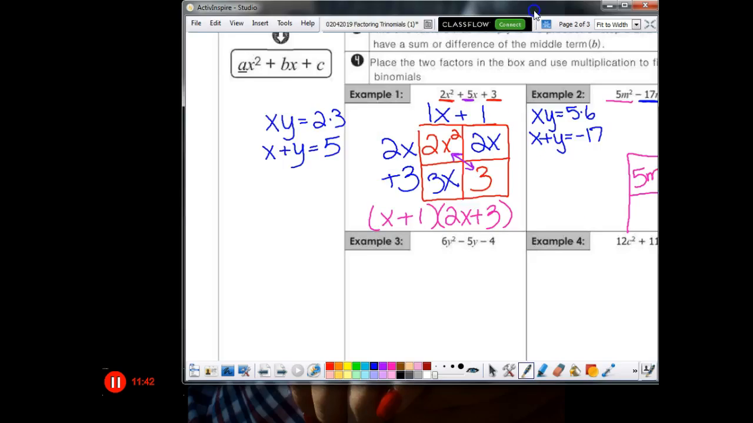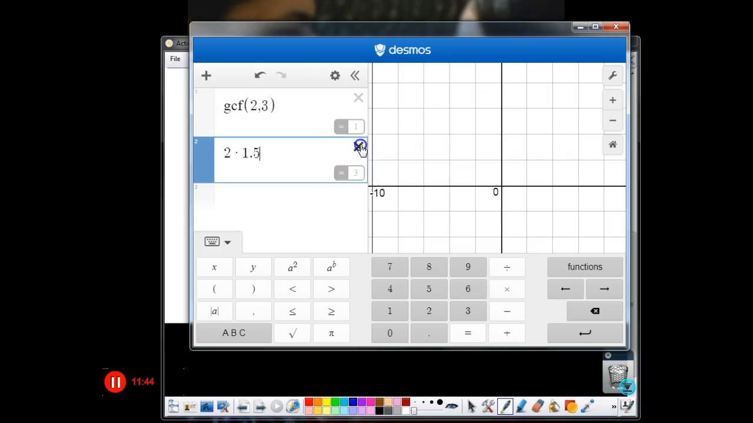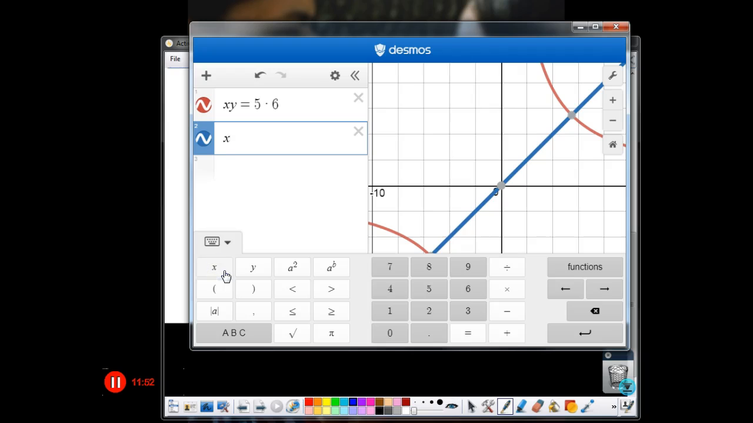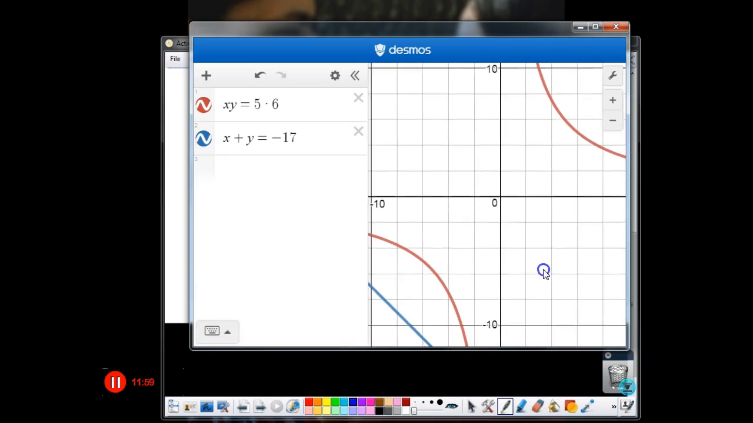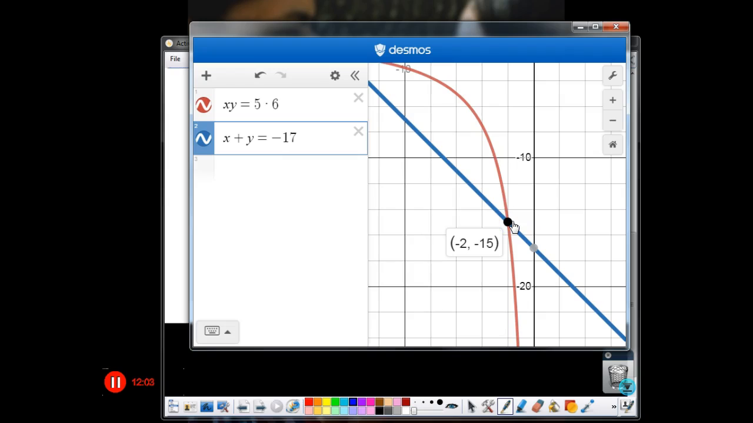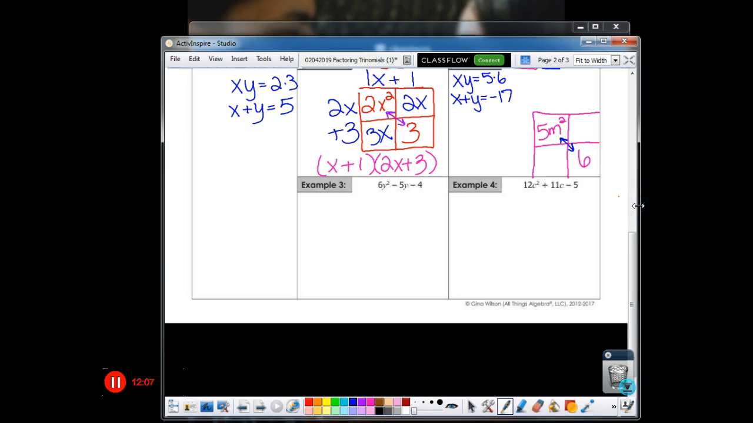So let's go type that in. xy equals 5 times 6 or 30. And then x plus y equals negative 17. Don't forget about the negative. Okay, so you got to find your intersection. There's one here, so it's negative 2 and negative 15.